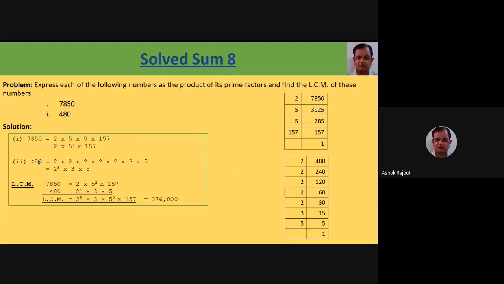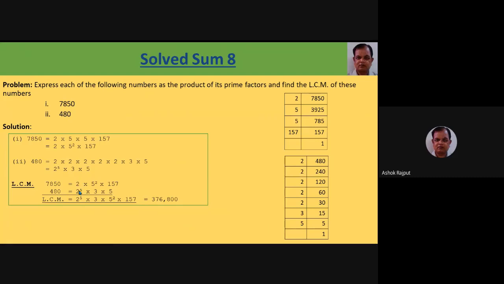In the next step we have written here, it is 2 into 5 into 5 into 157, as it is written here. So we have found the factors of 7850 and the factors of 480 are here. Then find the LCM. We have written the factors of these, and to find the LCM we take the highest power of the factors.